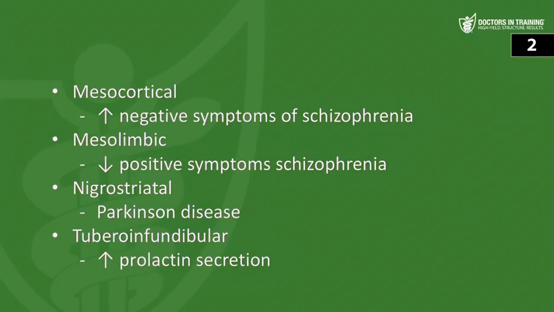If you block the last one here, the tuberoinfundibular pathway, you will increase prolactin secretion from the anterior pituitary. So this elevated prolactin causes hypogonadism, which manifests as amenorrhea in women and decreased libido in men, and then rarely can cause gynecomastia and galactorrhea. All right, that's it for the warm-up. Let's get to that lecture now.